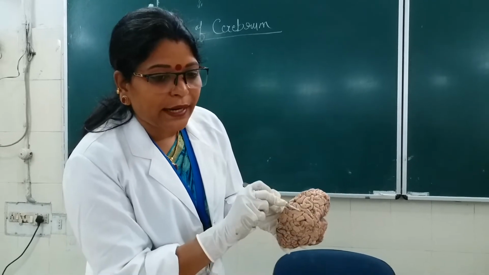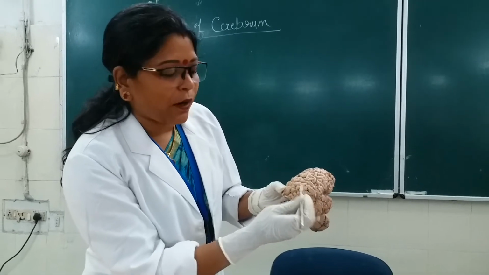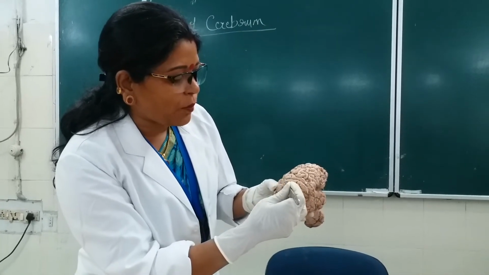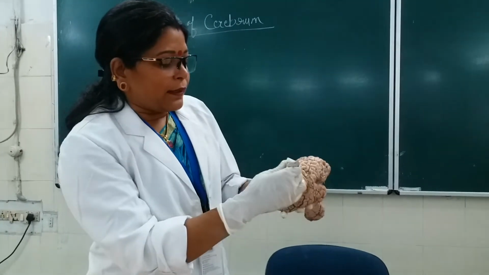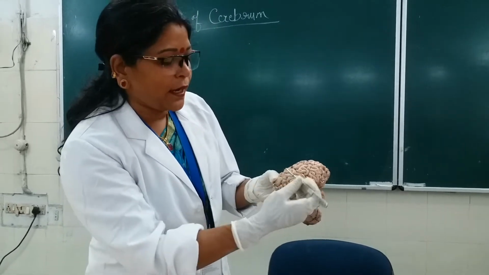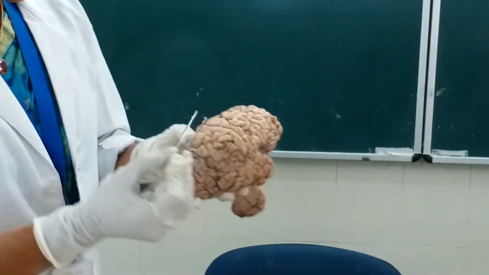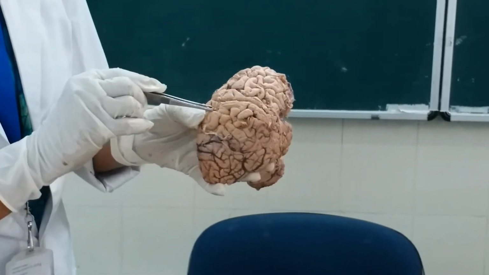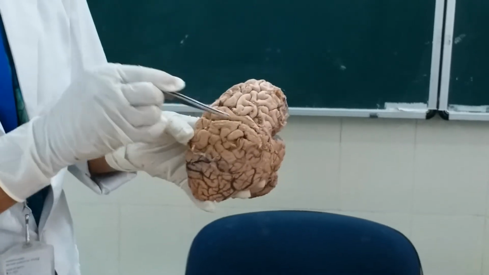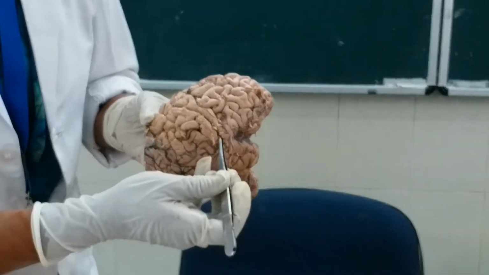Just behind this central sulcus, what is this? This is the post-central gyrus, which carries the primary somatosensory area. It is present over here. That means the central sulcus on the superolateral surface is dividing the motor area from the primary sensory area, isn't it? Yes or no? This motor area is divided from the sensory area by a sulcus which is known as the central sulcus. And what is the length of this central sulcus? It is approximately 10 centimeter.